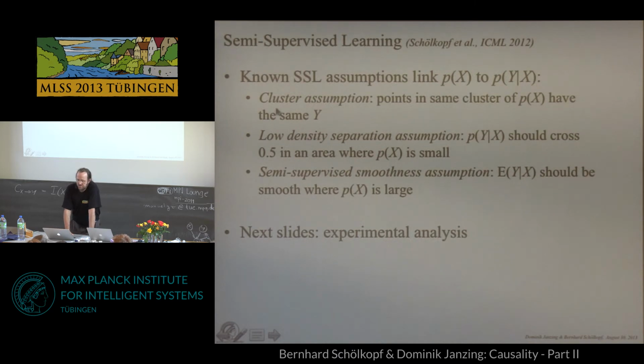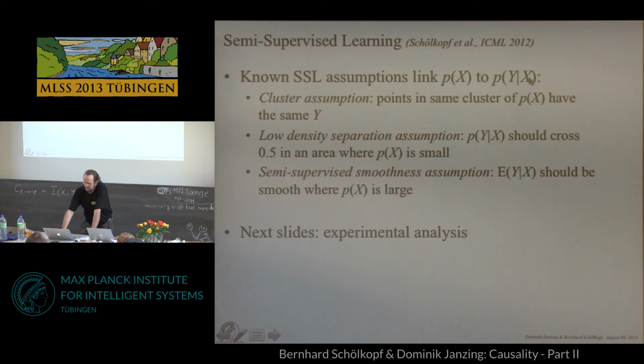So for instance, the so-called cluster assumption sort of assumes that the density of the inputs is somehow clustered. And the assumption says now, if we find that two points lie in the same cluster, then they should have the same label. So that means somehow that P of Y given X should be constant, or should at least be on the same side of 0.5 if you're doing classification, while you're in a cluster of P of X. So it's a certain kind of connection between the two. And there are other kinds of assumptions justifying semi-supervised learning, and they all can be interpreted as links between these two objects.